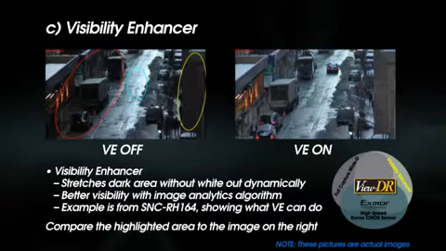Visibility enhancer is basically a variable tone curve applied to the image on a pixel-by-pixel basis. Correction is applied dynamically to the image to raise or lower contrast as needed. Visibility enhancer is also available as a separate feature in our SNC-RS and SNC-RH PTZ camera series.